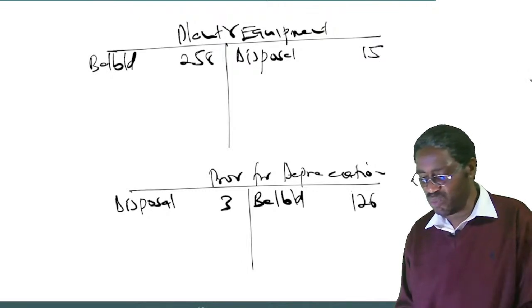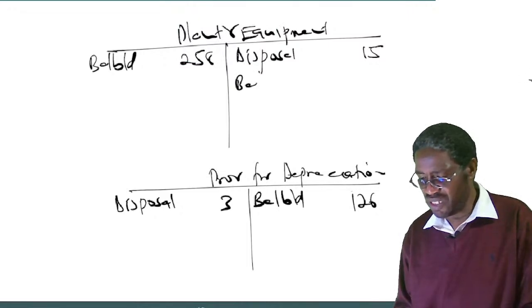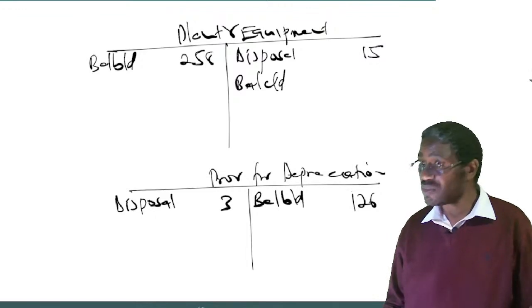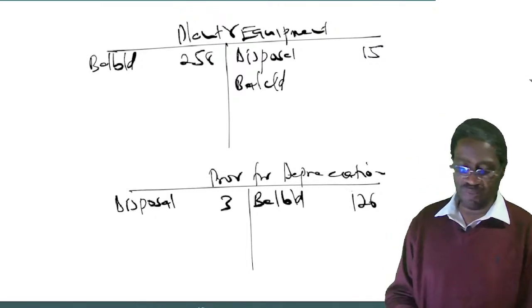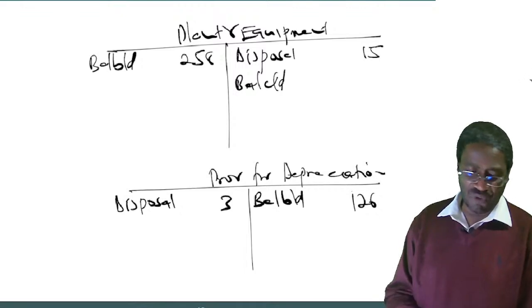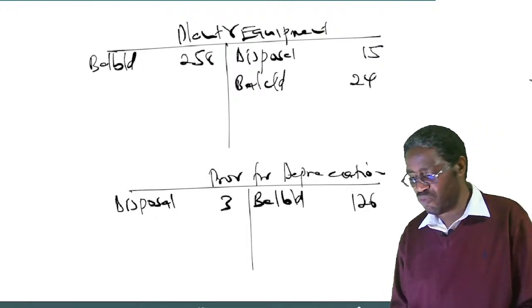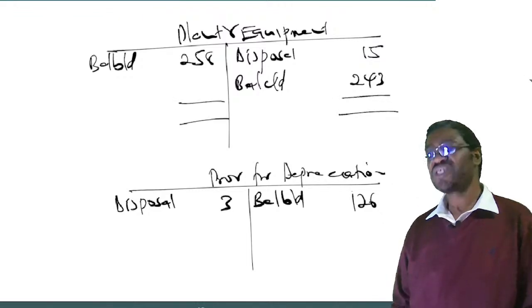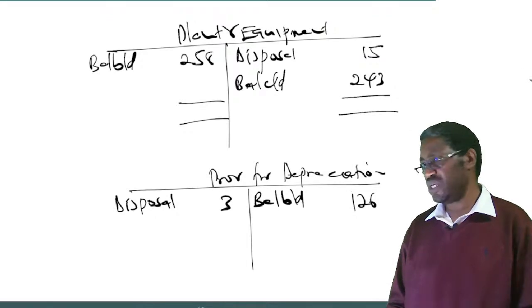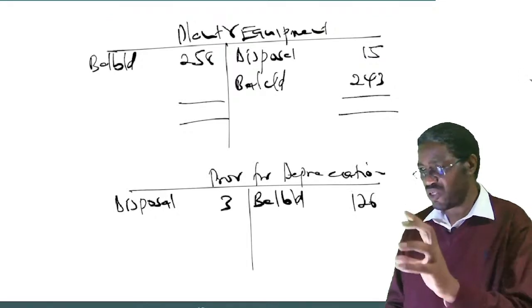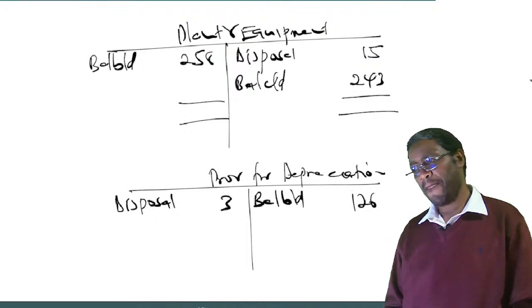From the plant and equipment account, I come and carry down the balance. Let's do it. Come and see your balance carry down. What is the cost of the ones remaining? From this plant and equipment, the assets at a cost of 258, I subtract 15. That leaves me with assets costing 243 million, which have not been sold. We still have them by the end of this year, and so we have to depreciate them by the end of the year.